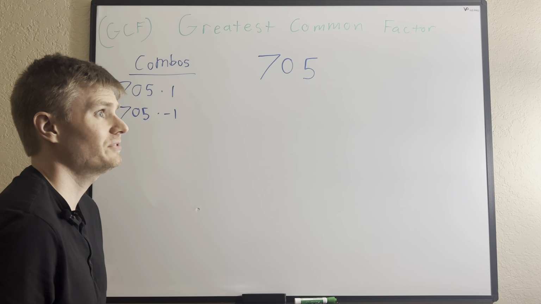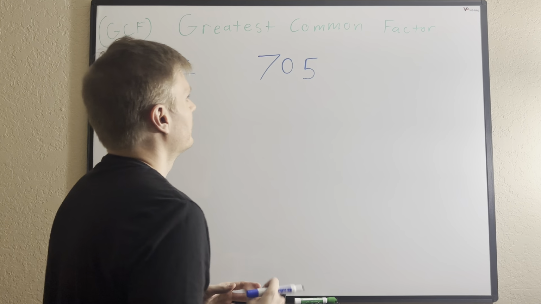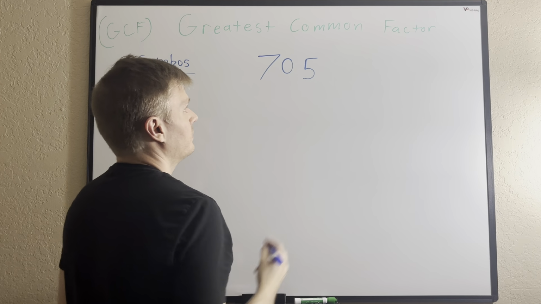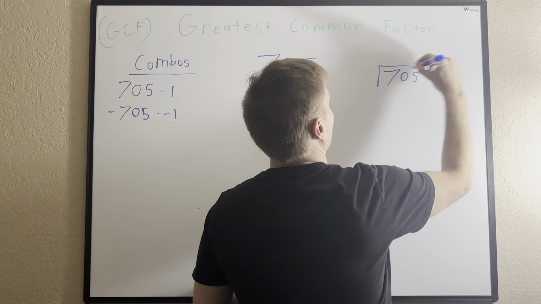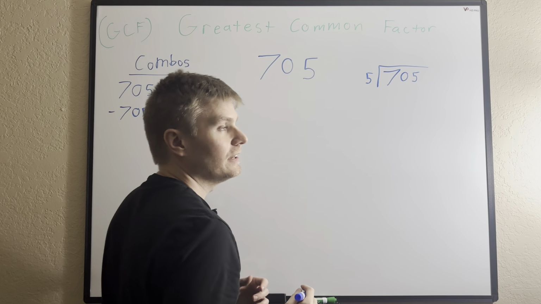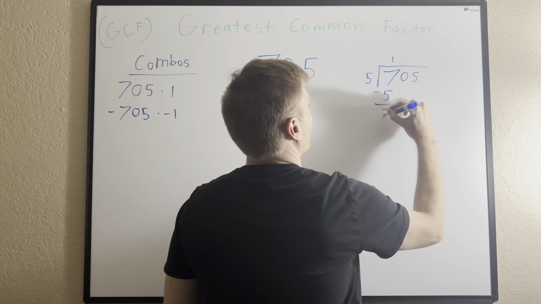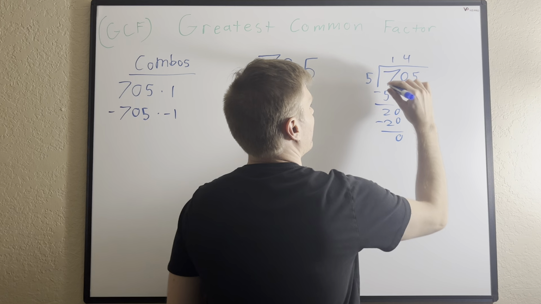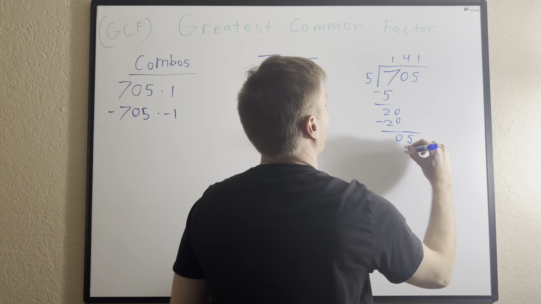All right. Is 705 prime? No, not even close. You should recognize that in the ones place there's a 5, so we can divide it by 5. So 705. Don't want to use a calculator for this because that's cheating. 5 times 1 is 5. 5 times 4 is 20. Bring down 5. 5 times 1 is 5.